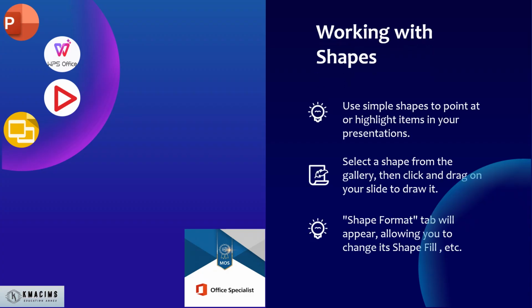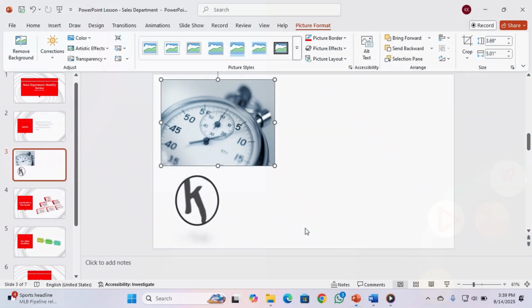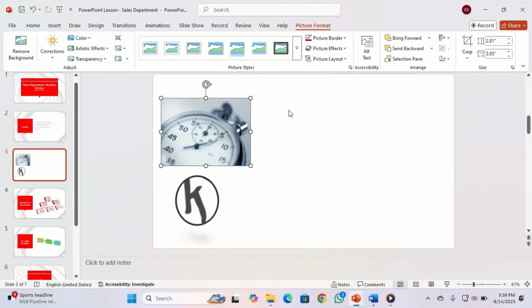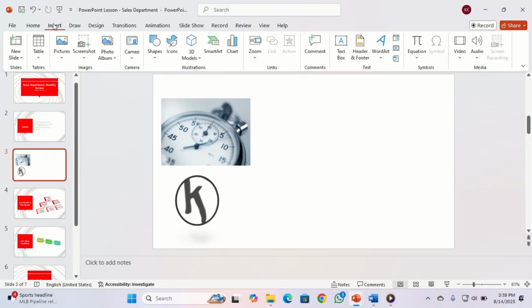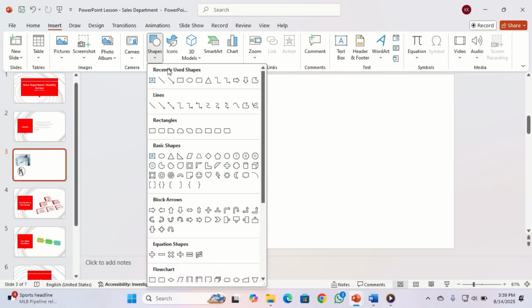Working with shapes. Sometimes you don't need a full photo. You just need a simple arrow to point something out, or a circle to highlight a number. For this, we use shapes. On the Insert tab, you'll find the Shapes gallery. You can click a shape, then click and drag on your slide to draw it.